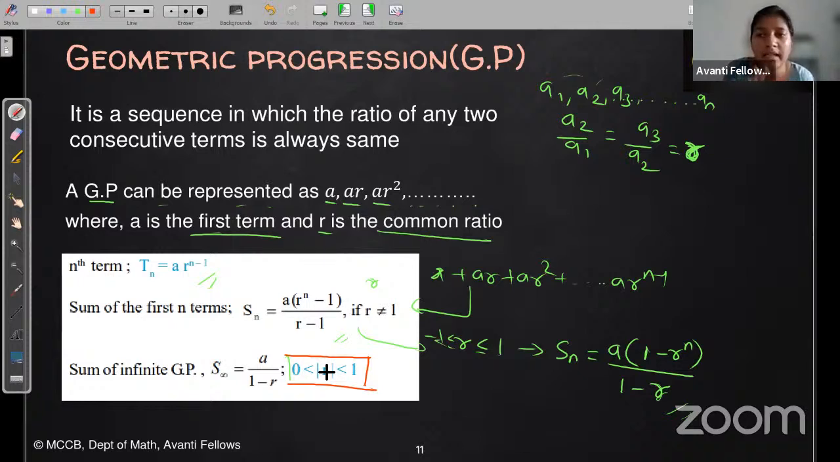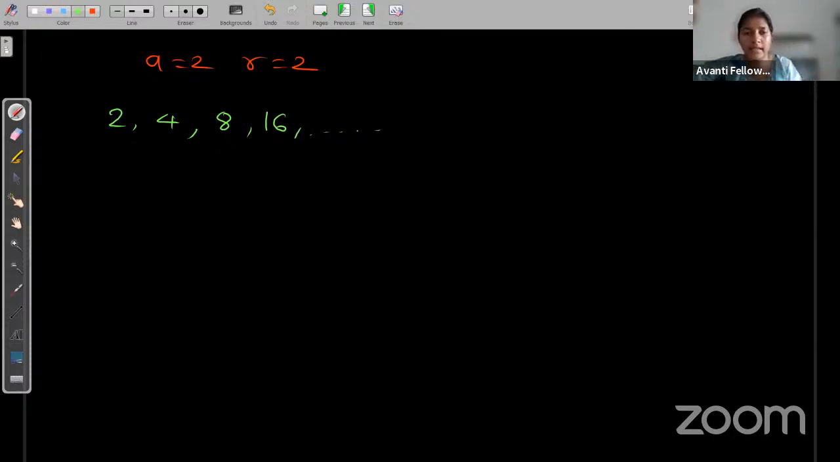Just think, if R is greater than 1, what happens to the GP? Our GP will be increasing, right? For example, I take A is equal to 2 and R is equal to 2. In this case, what will be the GP? The GP will be 2, 2 into R, that is 4, 2 into R squared, 8, 16, and so on, right? What is happening here? The values of the terms are increasing, right? If I consider the sum of these terms, it's going to be infinite.